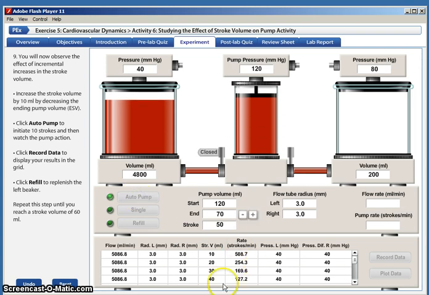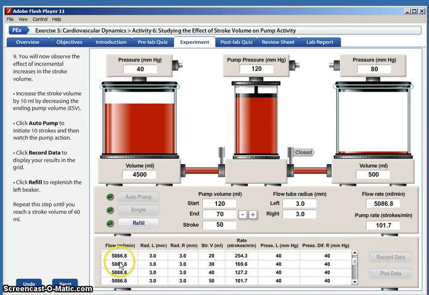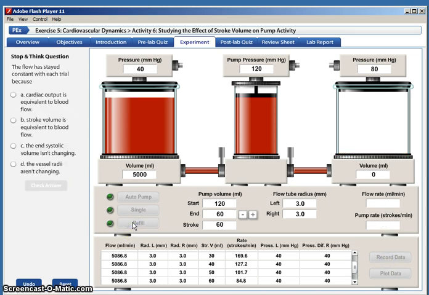You're not quite in a normal heart rate yet, are we? But you notice it is, like I said, as your stroke volume goes up, your heart rate is going down while your flow is being held constant. All right? And auto pump. Record, refill. All right. The flow has stayed constant with each trial because cardiac output is equivalent to blood flow.